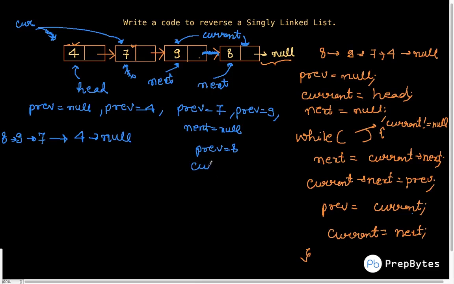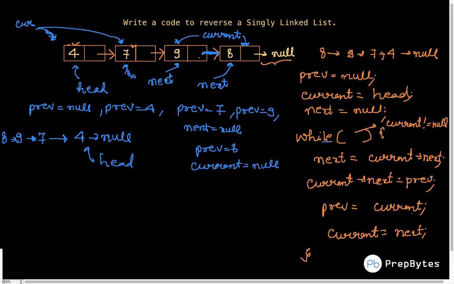My current becomes null. And what happens is that we come back here, we check if current is null. Yes, current is null. So we come out of this loop. But as you can see that my head is still pointing to 4. My head is still pointing to 4. So what will happen is that head will always point to the first node of the list.